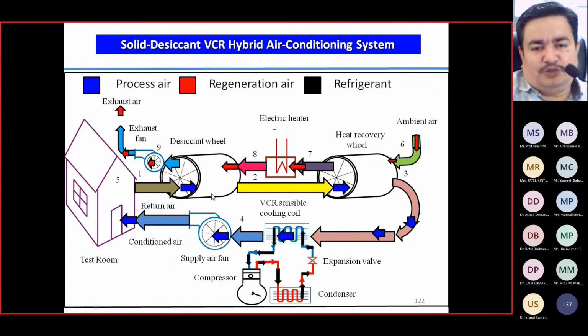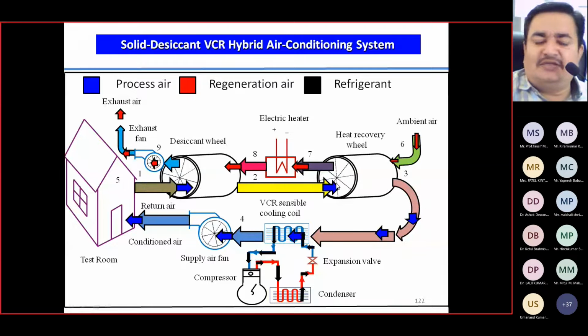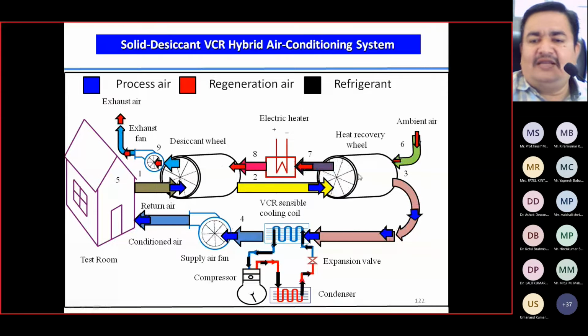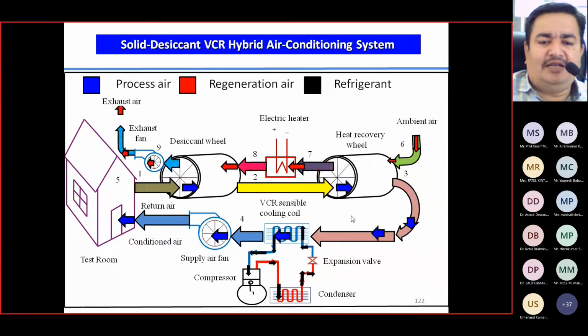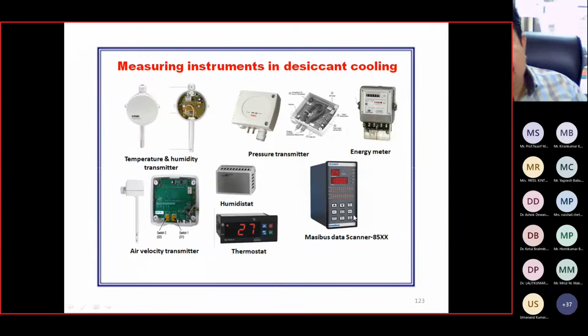Now here the speed of the desiccant wheel is very small, about 20 revolutions per hour, and the heat recovery wheel is generally 1 rpm or up to 20 rpm depending upon the application. These are pictorial views of the measuring instruments. Temperature humidity transmitters constantly monitor variation in temperature and humidity at the different state points of the system. Pressure transmitters show the pressure drop of air across the dehumidifier. An air velocity transmitter measures the flow of air.